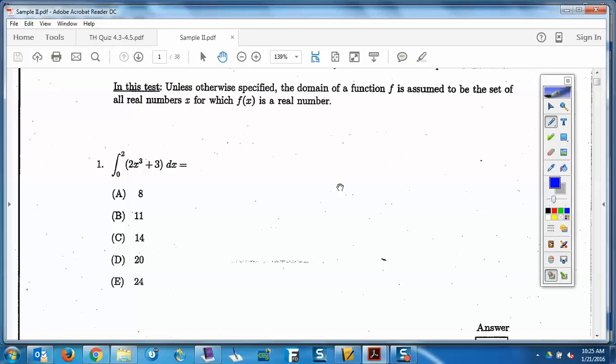15 is A. 17 is D. 20 is B. 21 is C. 22 is C. 23 is D. 25 is B. 26 is D.